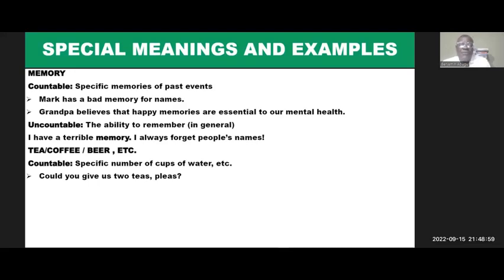Example, could you give us 2 teas, please? 2 teas, please. So here you are referring to 2 cups of tea. Could you bring me a coffee? Coffee here means a cup of coffee.